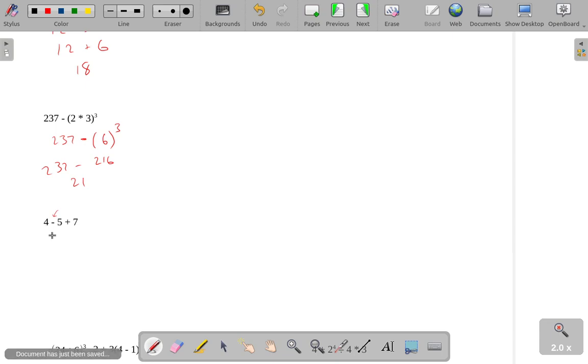4 minus 5. If you remember your rules for adding and subtracting numbers, the way we saw it, is we will convert this to addition. So let's go ahead and do that. 4 plus negative 5 plus 7. But now we have addition and we have more addition. Well, the thing about addition is it doesn't really matter the order you do these in.